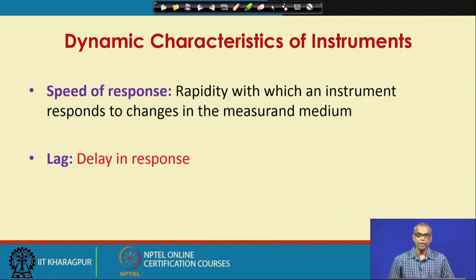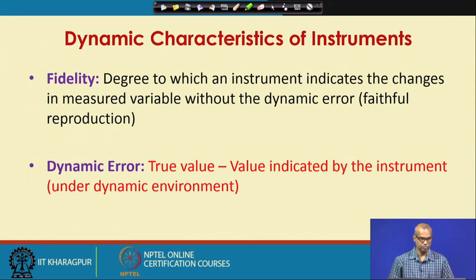Speed of response is defined as the rapidity with which an instrument responds to changes in the measured medium. Lag is opposite to that. So, this is delay in response. Fidelity is the degree to which an instrument indicates the changes in the measured variable without dynamic error. That means it is a representation of faithful reproduction, and dynamic error is defined as the difference between the true value and the value indicated by the instrument under dynamic environment.